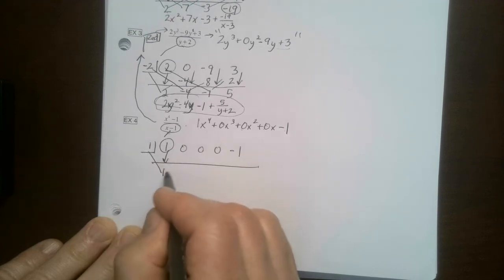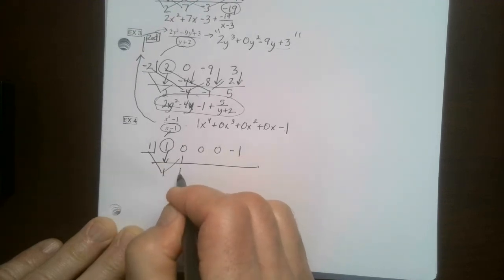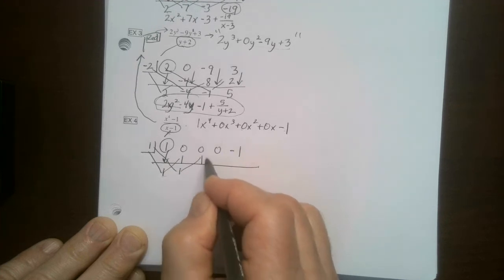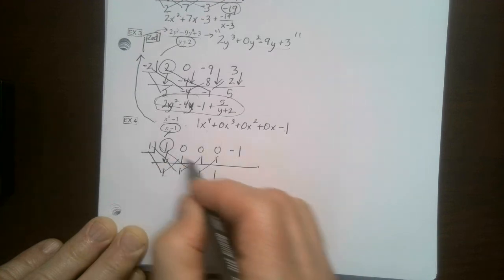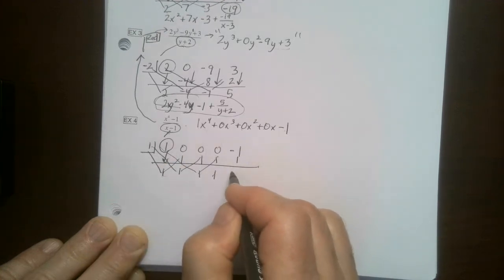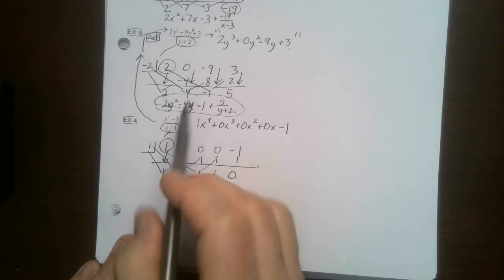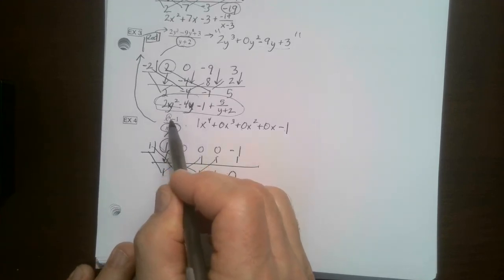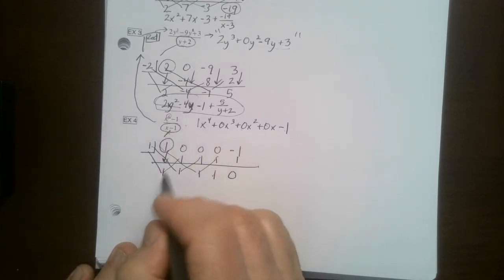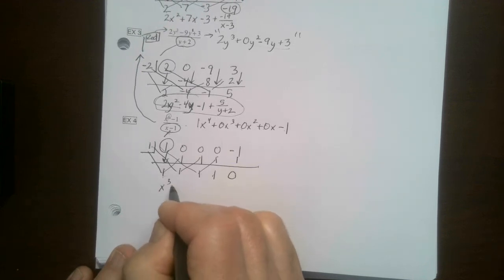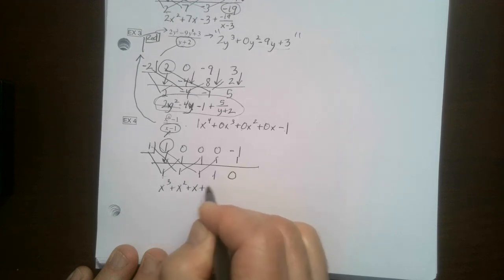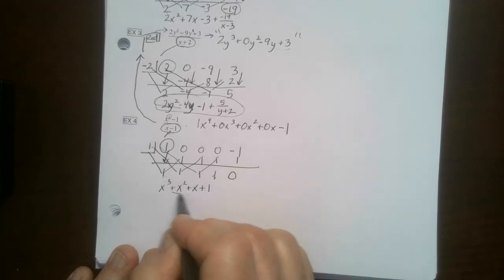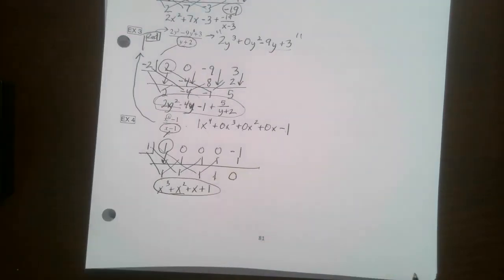Now you get going. 1 times 1 is 1, and we add. 1 times 1 is 1, and we add. 1 times 1 is 1, and we add. 1 times 1 is 1, and we add. We get 0. The highest power was a 4, so we just have to remember to drop down 1. So we get 1x cubed plus 1x squared plus 1x plus 1, and there's no remainder, so that would be our answer. There you go, synthetic division. Not too bad.